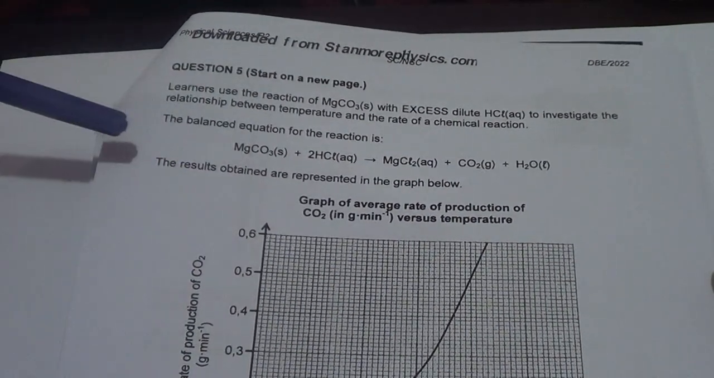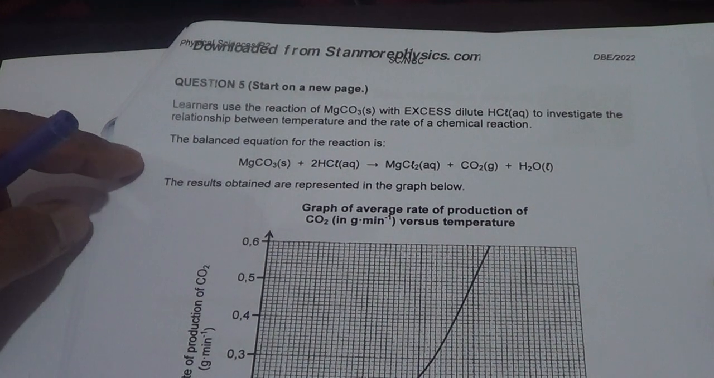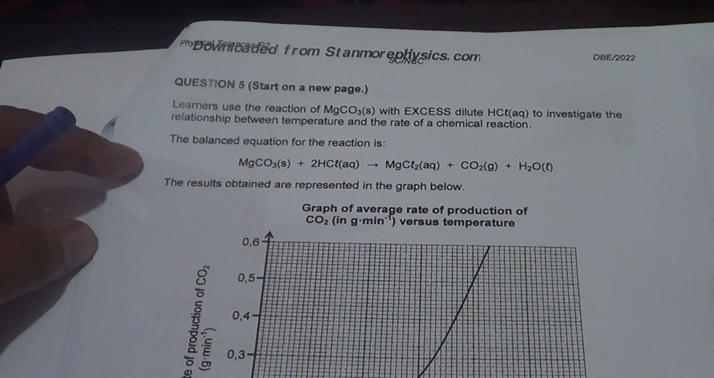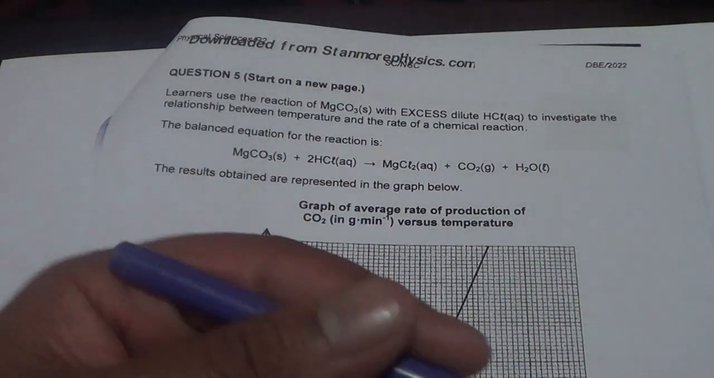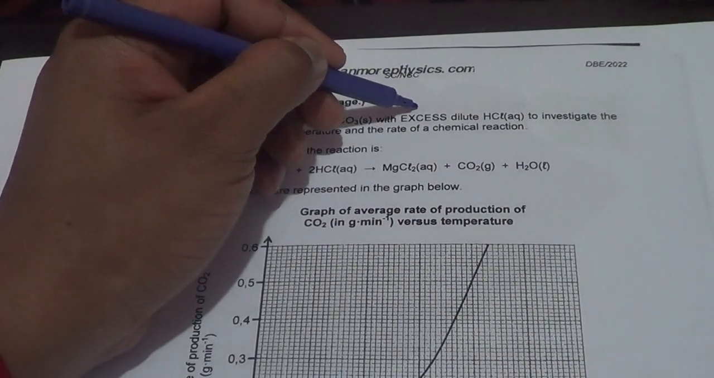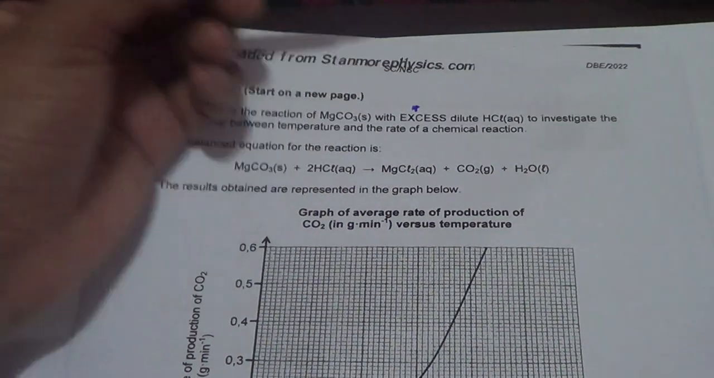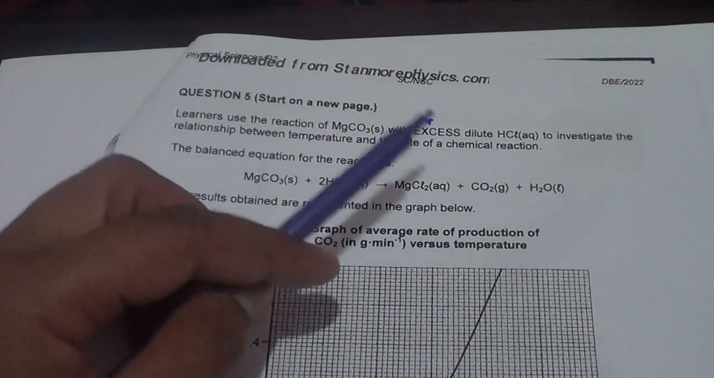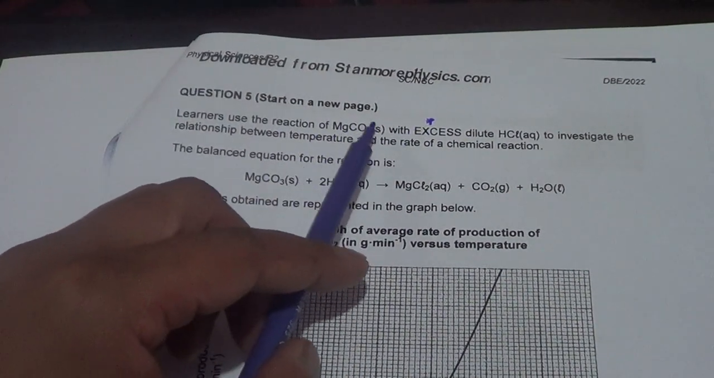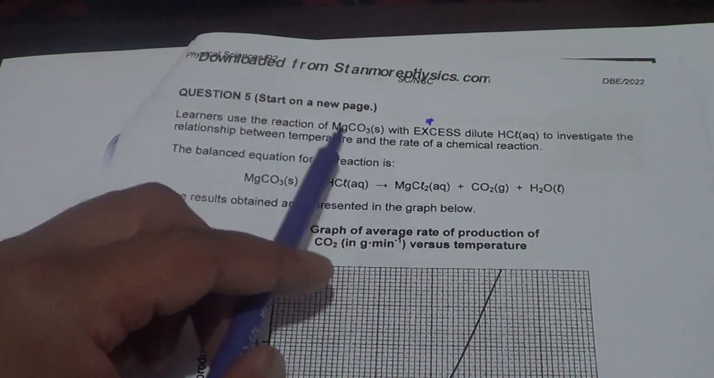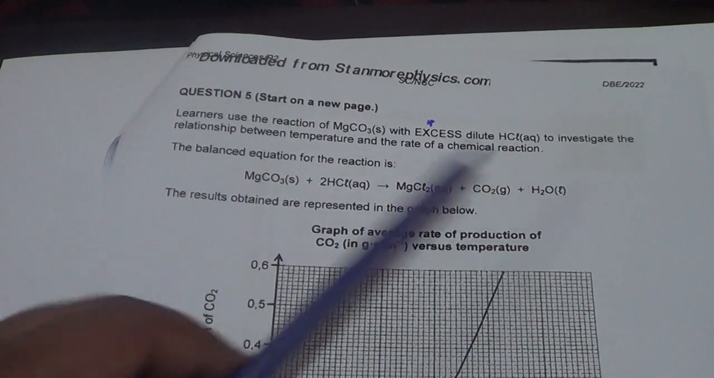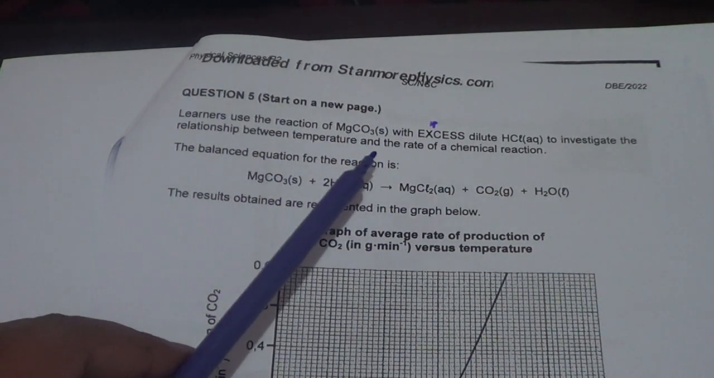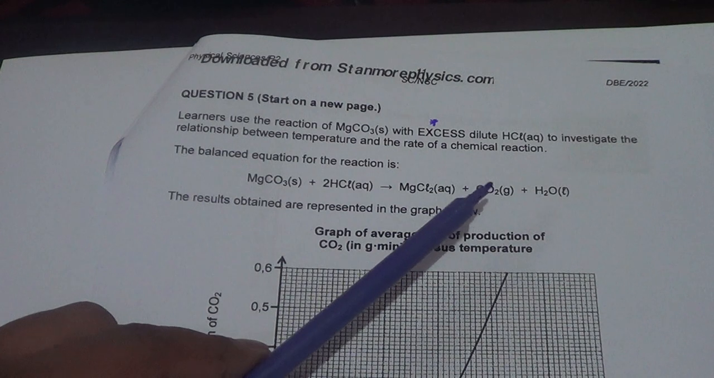Okay, let's have a look. Question 5 says, learners use the reaction of magnesium carbonate solid with excess dilute hydrochloric acid. The good thing is, once this is in excess, it means this reaction is going to be limited by the magnesium carbonate, to investigate the relationship between temperature and the rate of a chemical reaction.